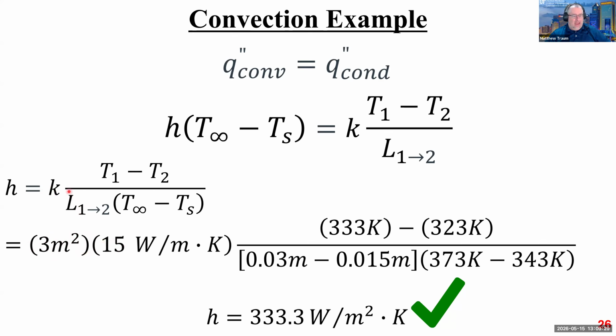We know the K value that's given. We know T1, we know T2, those are given. We know the distance from L1 to L2 is 15 millimeters, right? 30 millimeters minus 15 millimeters, 50 millimeters. And we know T infinity, and we now know TS because we solved for it. And so when I plug in the values, I get a nice 333.3 watts per meter squared Kelvin as my H value. Again, neglecting this three, that should not be in there.